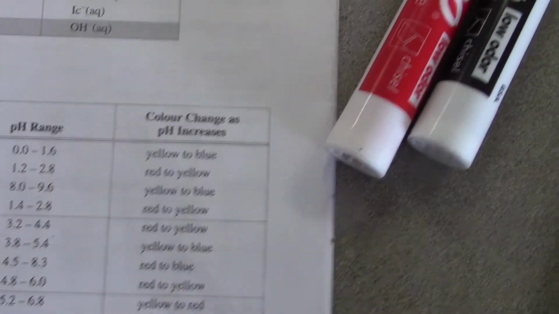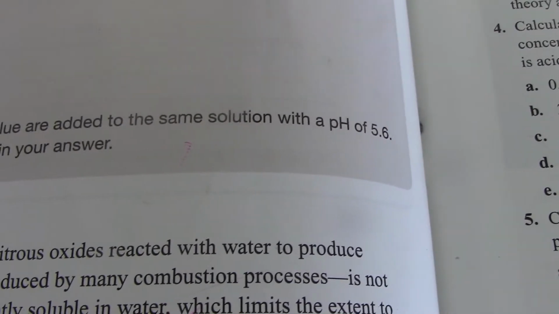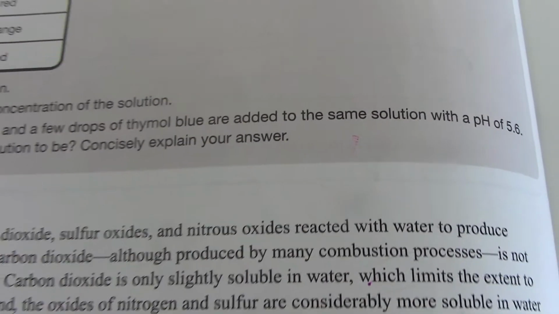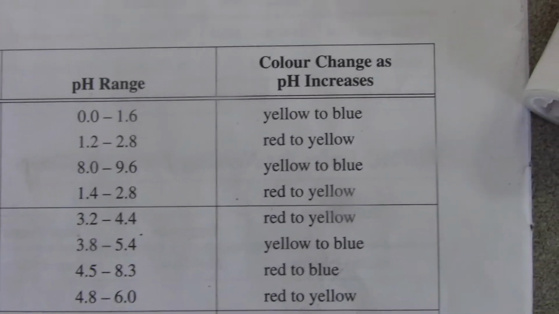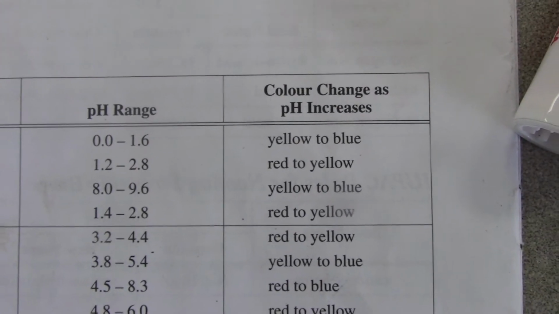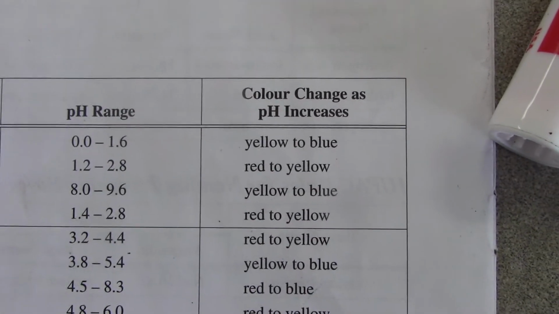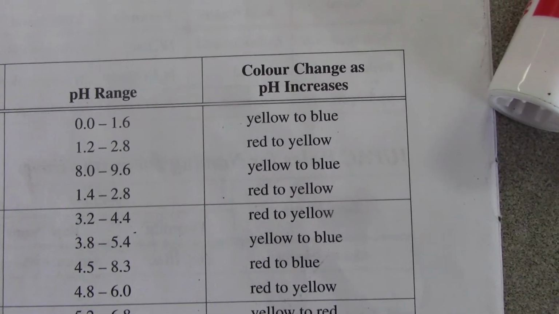And then if we have thymol blue, there's a pH of 5.6. Okay, so 1.2 to 2.8. And so between 2.8 and 8, this thing's yellow. So I should expect my indicator to be yellow with the thymol blue and green with the bromocresol green.